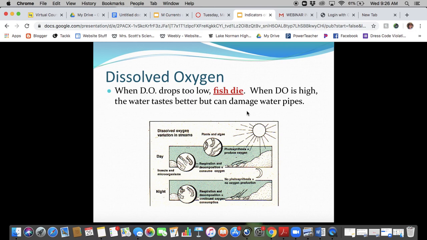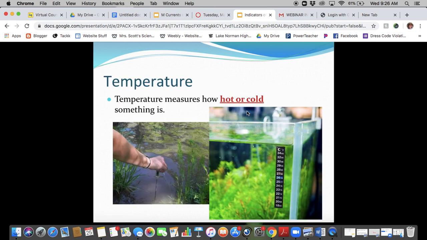Dissolved oxygen can also be too high for people, not because it's dangerous for us or anything, but because it damages water pipes. All right, the oxygen is going to react with the metal and cause rust, and that's not a good thing either. All right, our fourth indicator, temperature.